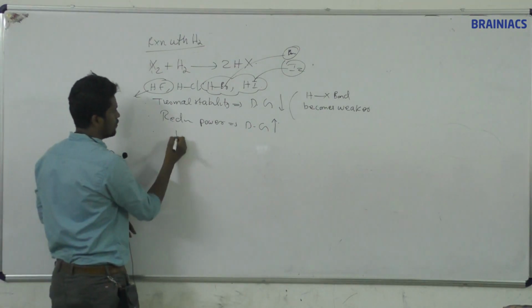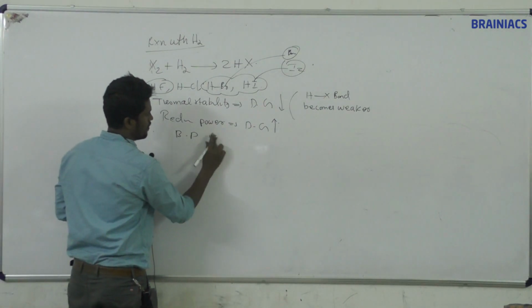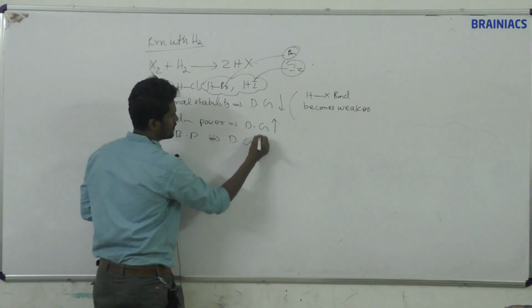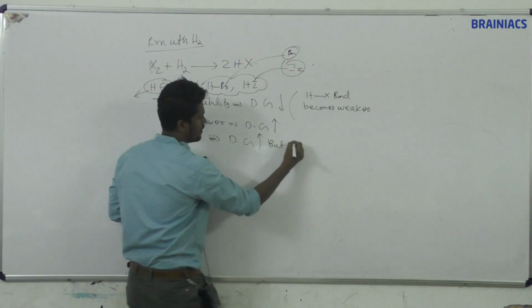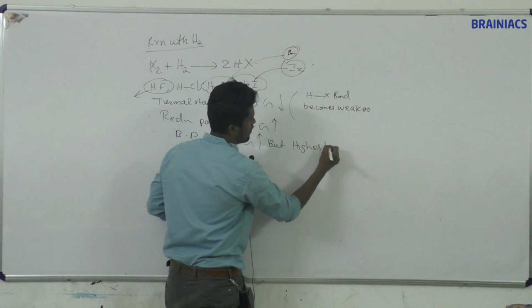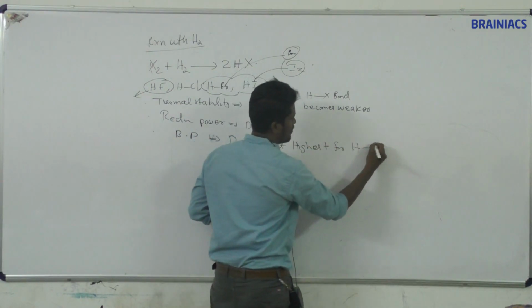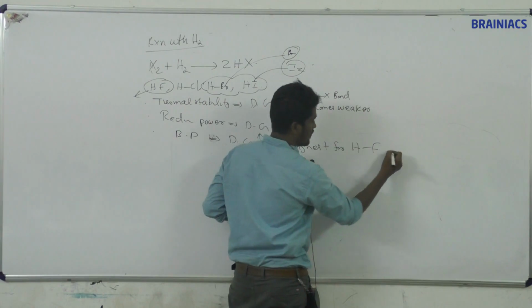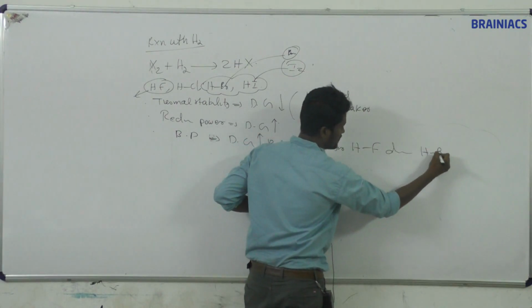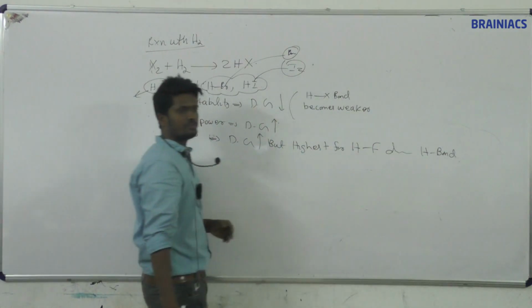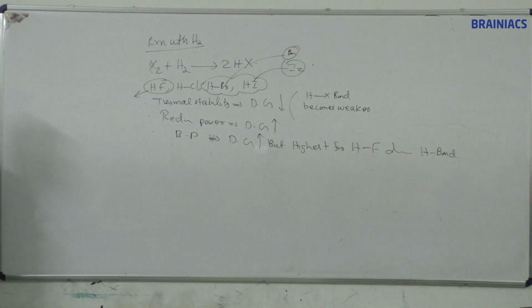Okay, next one, boiling point. Boiling point increases down the group, but is highest for HF due to the presence of hydrogen bonding.